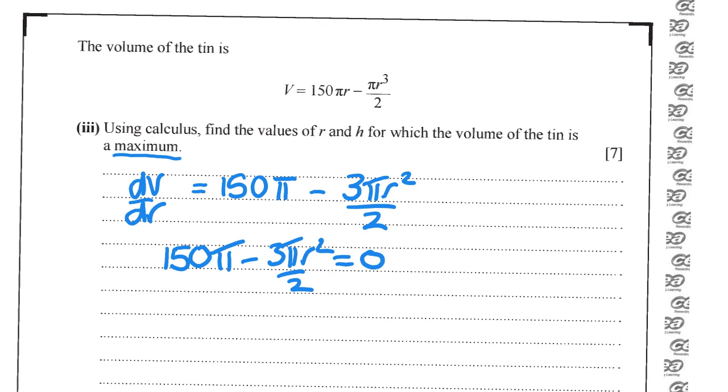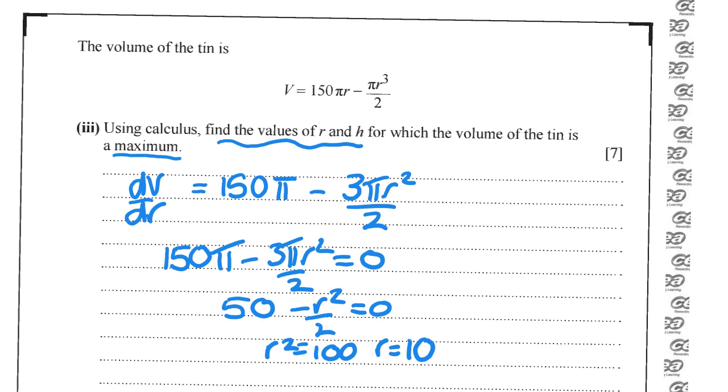And I'm going to divide by 3 pi, which gives me that 50 minus r squared over 2 equals 0. Rearranging that, 50 equals r squared over 2, so r squared would equal 100, which means that the radius is 10. Now, be careful. Read the question. Find the values for r and h. So I have r. I need to go back and substitute in h.